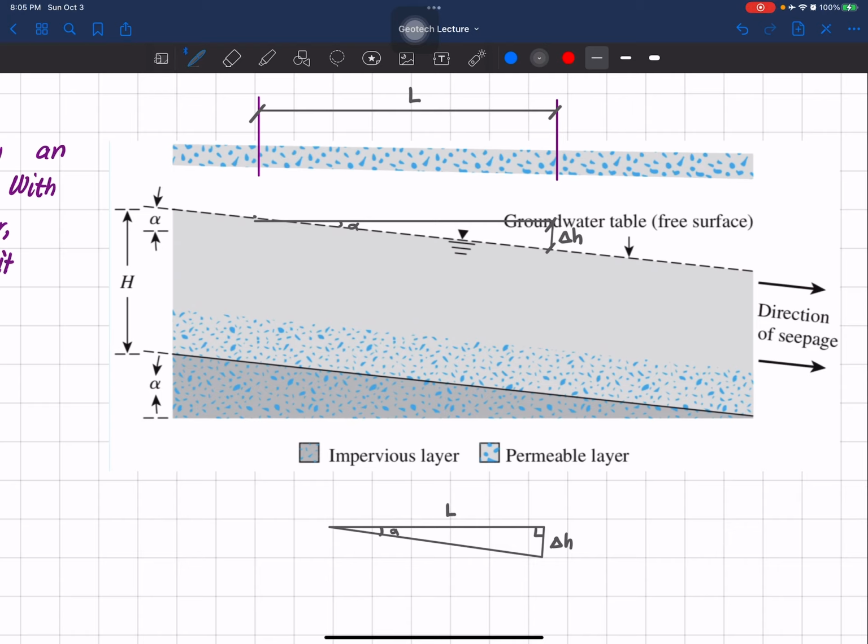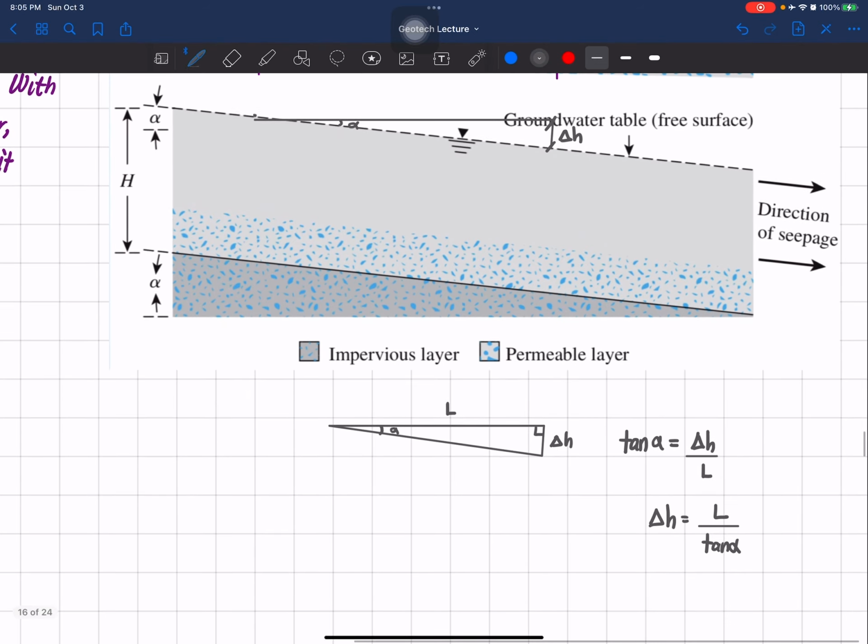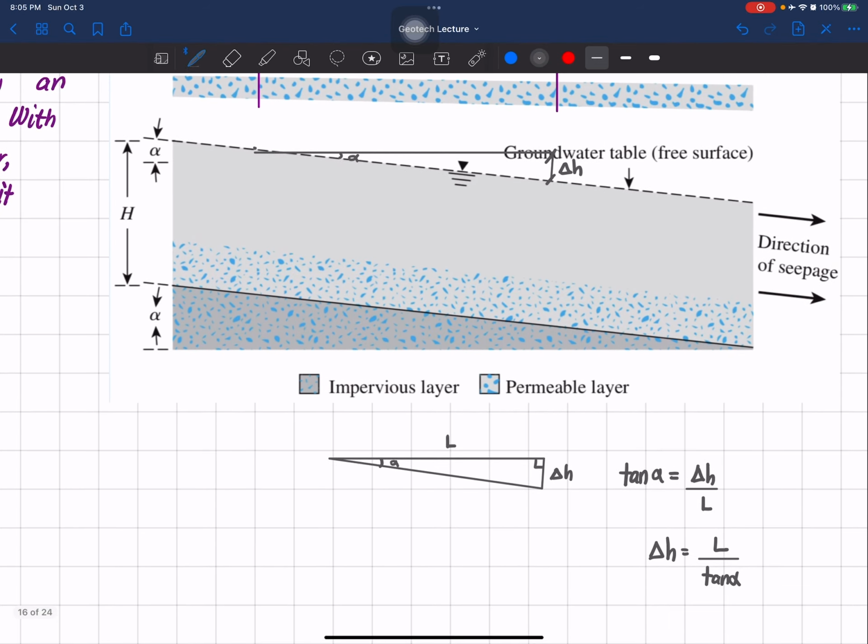Okay. So, pwede tayong gumamit, guys, ng trigonometry to solve for delta H in terms of L and alpha. So, we can say that tangent of alpha is equal to opposite over adjacent. So, that's delta H all over the L. Okay? And solving for delta H, we now have L times tangent of alpha. Okay? So, hindi ko muna guys pinapalitan yung alpha ng 8 degrees. Baka kasi ma-confuse. Okay? Since later on, pwede naman tayong mag-cancel. Now, we have the value for delta H. Okay? So, okay na tayo sa delta H, sa head loss.